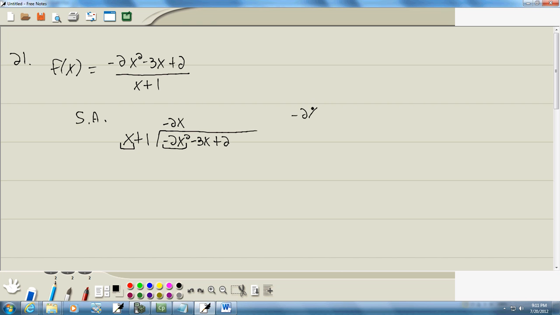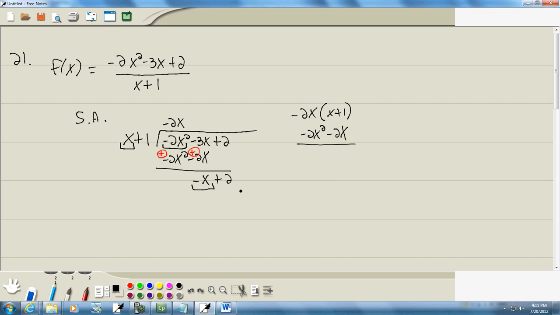Whatever you put up on top, you multiply by what's out in front. So I'll take the negative 2x times x plus 1, and that gives us negative 2x squared minus 2x. Now we're going to subtract that line, which means we're going to flip the signs. So this is going to become positive, and this will become positive. Most of you do that in your head, but I can't show you steps in my head very well, so I do that. Negative 2x squared plus 2x squared drops away. Negative 3x plus 2x gives us negative x. And then I'll bring down the plus 2. And we continue the cycle.